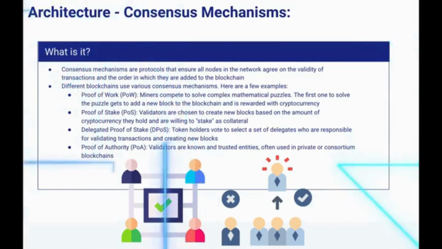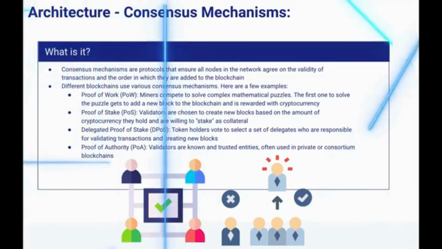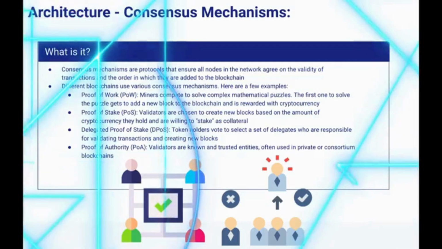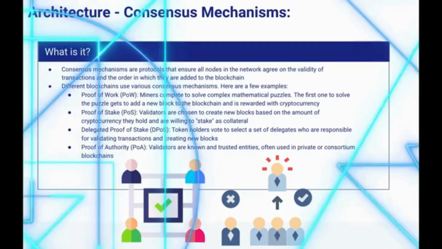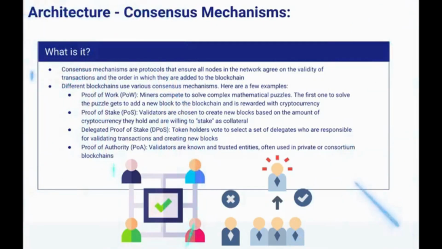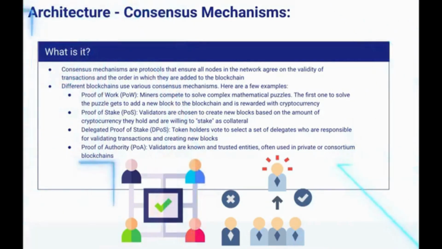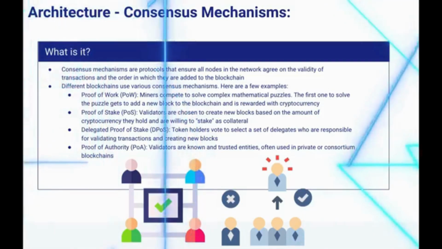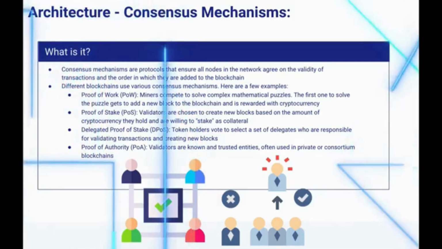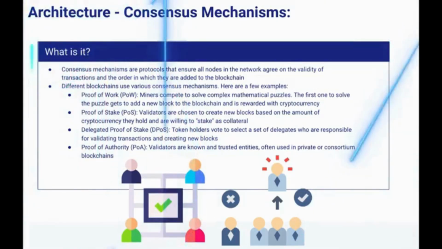Number 3. Consensus mechanism. These mechanisms are protocols that ensure all nodes in the network agree on the validity of transactions and the order in which they are added to the blockchain. Different blockchains use various mechanisms. Here are a few examples. Proof of work: miners compete to solve complex mathematical puzzles. The first one to solve the puzzle gets to add a new block to the blockchain and is rewarded with cryptocurrency. This process requires significant computational power and energy consumption.